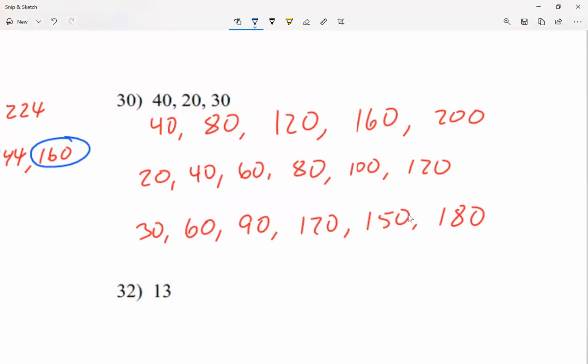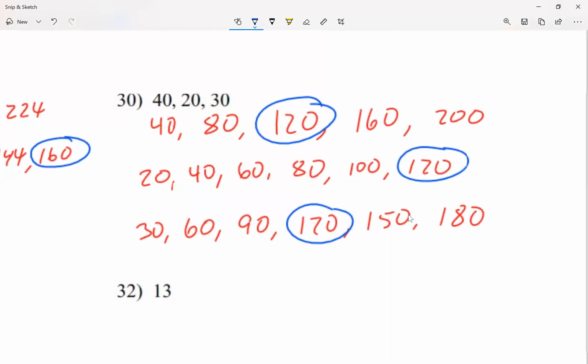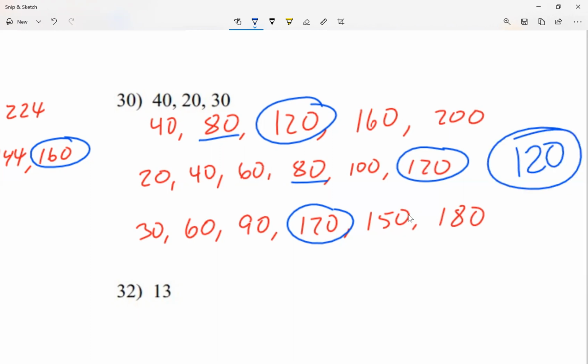I already see a common multiple. I see 120. That's a common multiple. My question here is, do I have a smaller common multiple? Nope. I see 80, but only on two lists. Common multiple means it has to be in all. So nope, 80 is not a common multiple. So 120 is the smallest. So my answer will be 120.